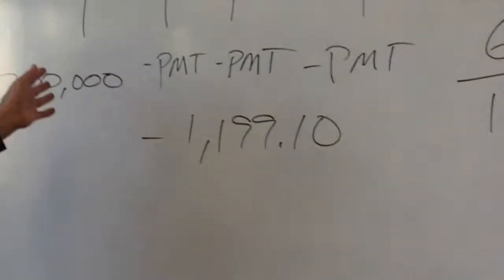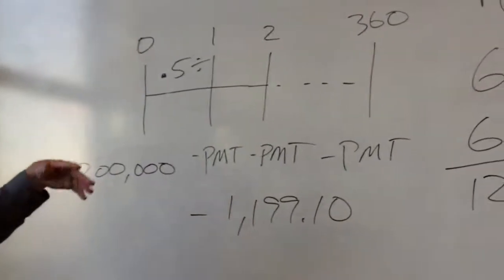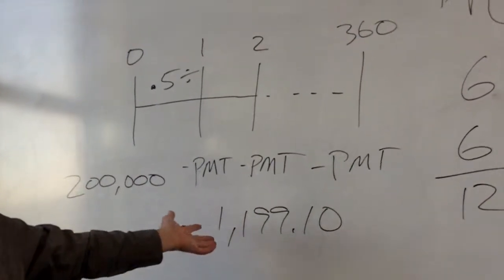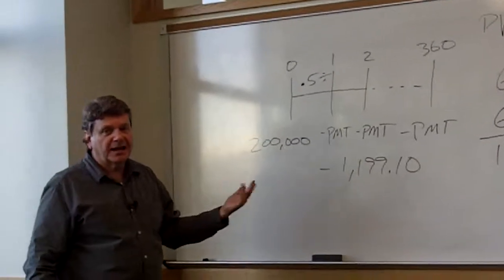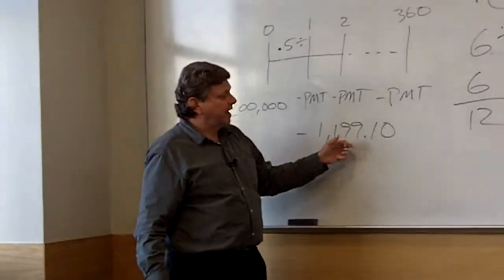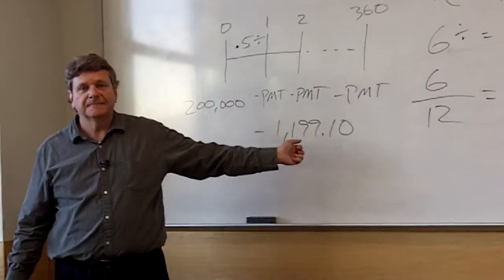Of course, that's just the part that goes to the mortgage. You're going to have to pay insurance and property taxes. They're going to take that out as well. But this is the amount that goes to principal and interest.